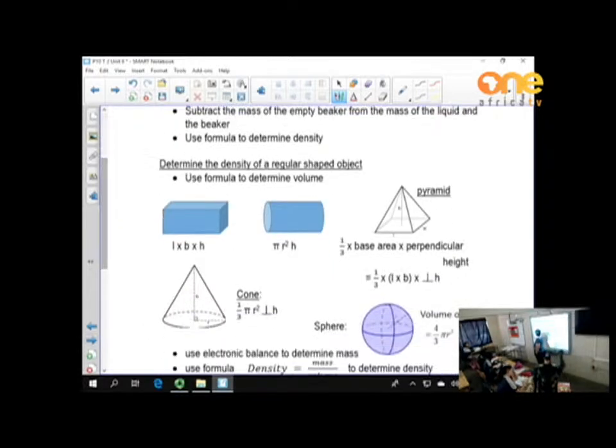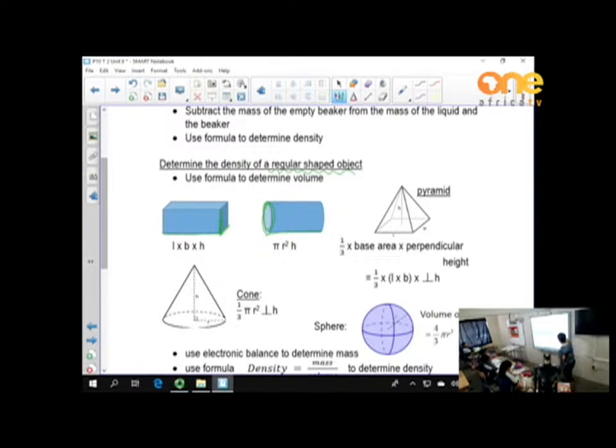If we have a regular shaped object, it's easy to work out the volume, because we have a formula for the volume. For example, if I have a rectangular cuboid, it's length times breadth times height. Okay? Length times breadth times height. If I have a cylinder, well, it is the area of the surface times the height, which is pi r squared times height.